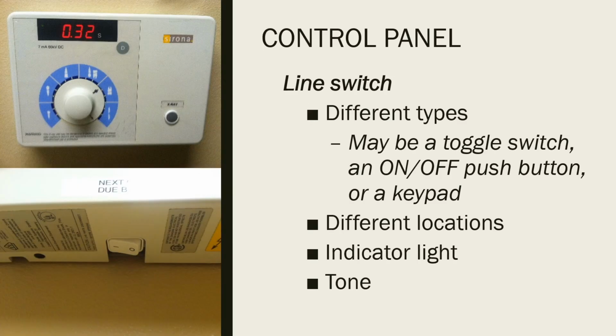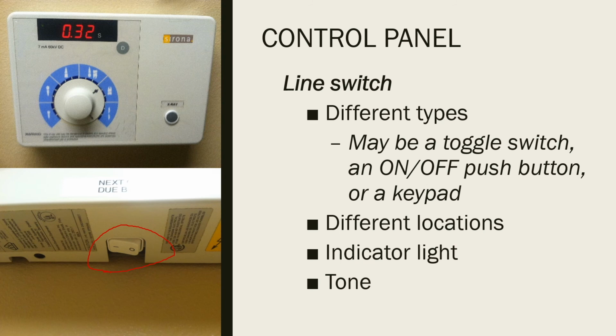Let's focus on the line switch. We are still talking about the control panel. The line switch is also known as the on and off button. So it controls the electricity going to the control panel. This is the line switch.